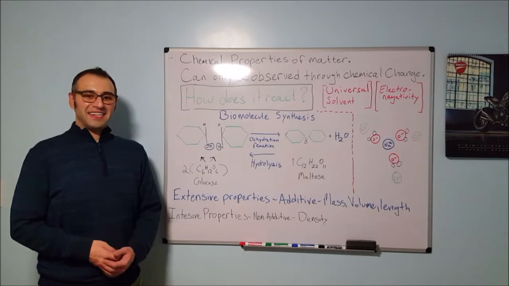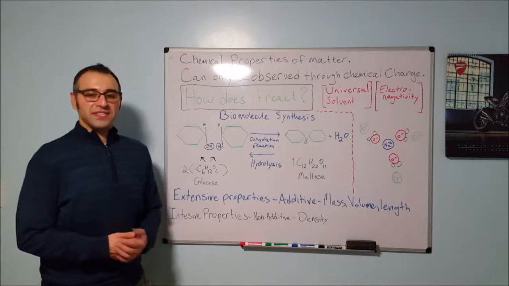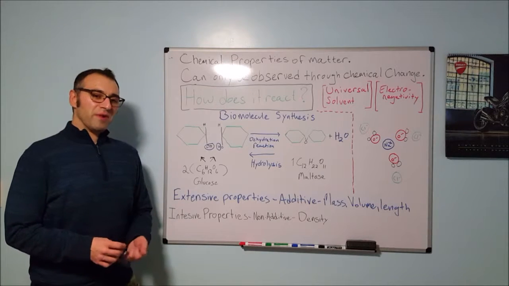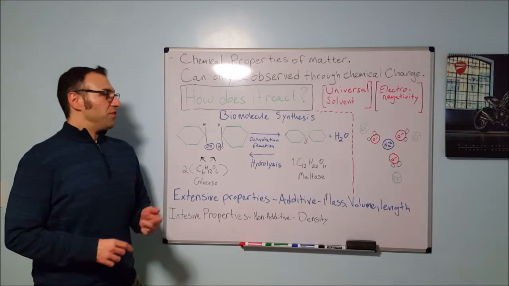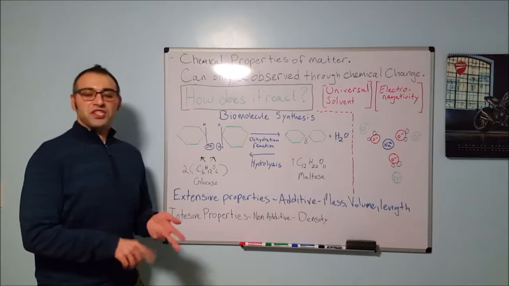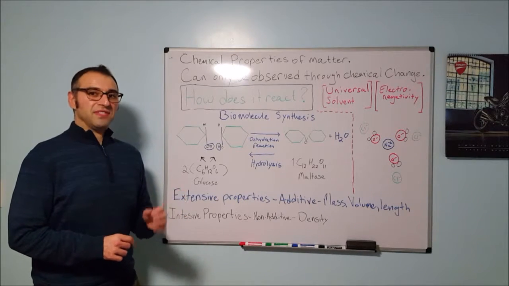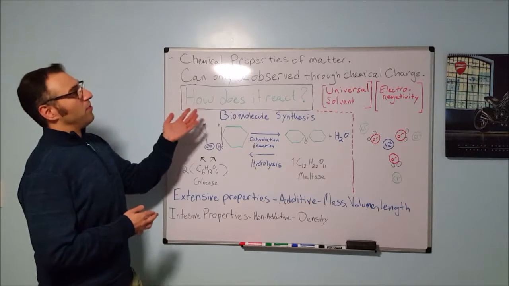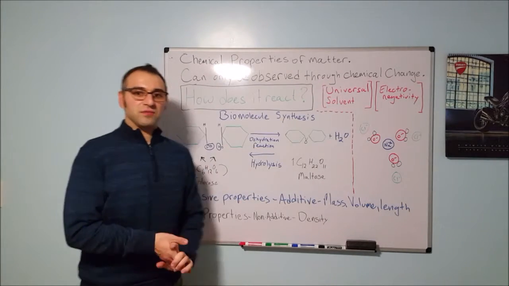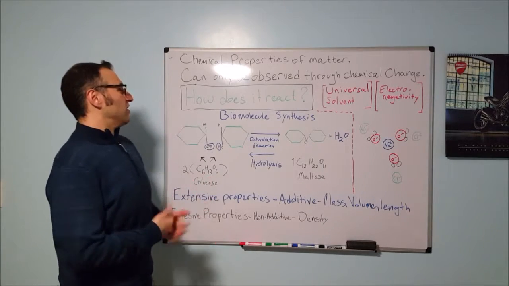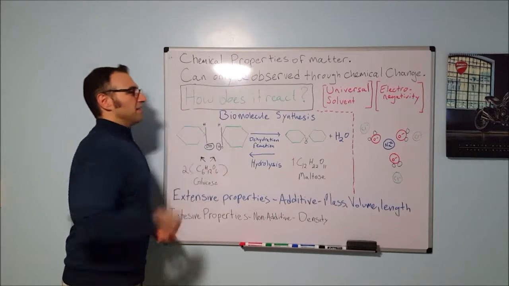Before we begin, I'd like to do just a quick recap of physical properties. And we remember that those are measurable and observable properties without changing the composition or identity of the substance involved. Now, chemical properties are just the opposite and can only be observed through chemical change. So what we really want to ask ourselves is, how does it react?